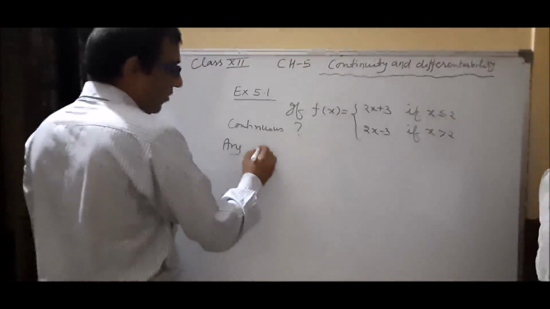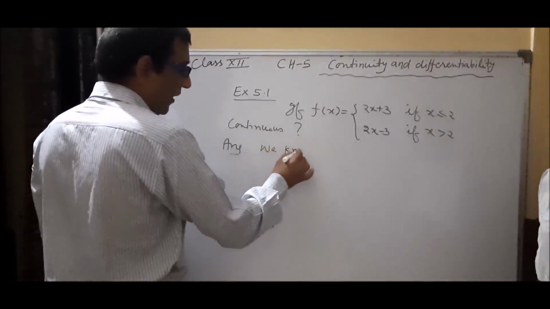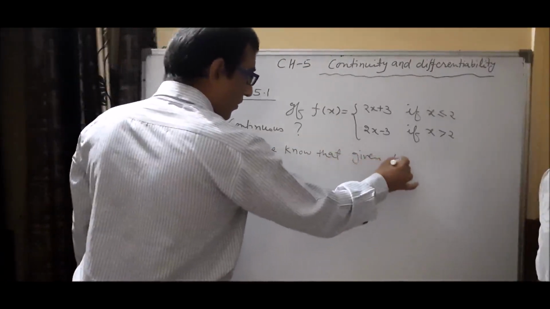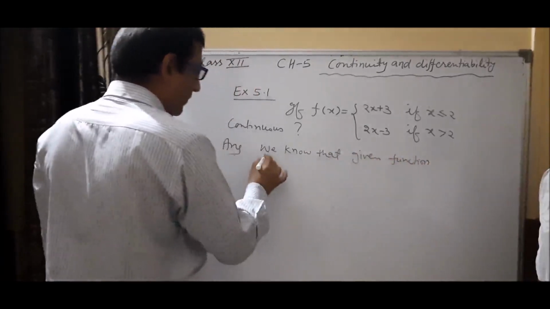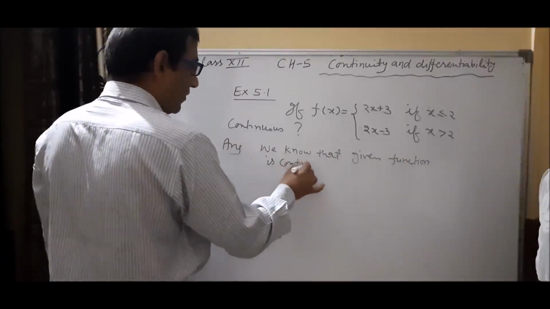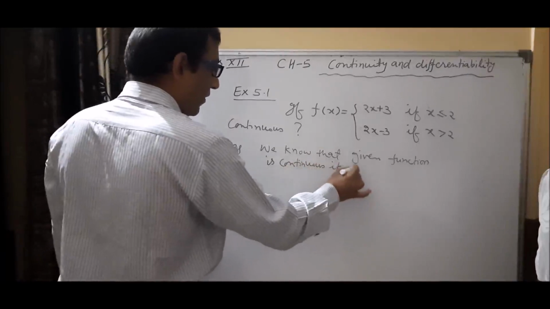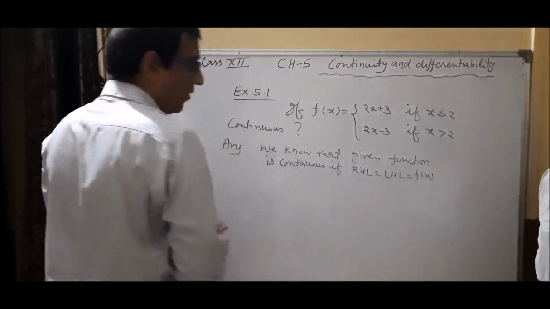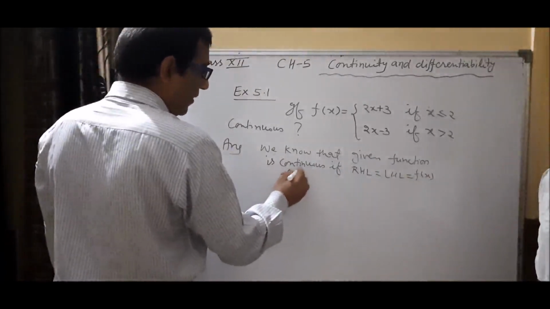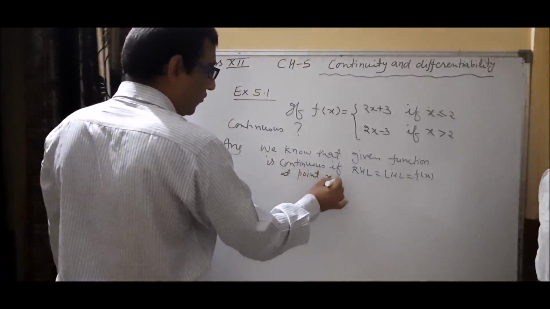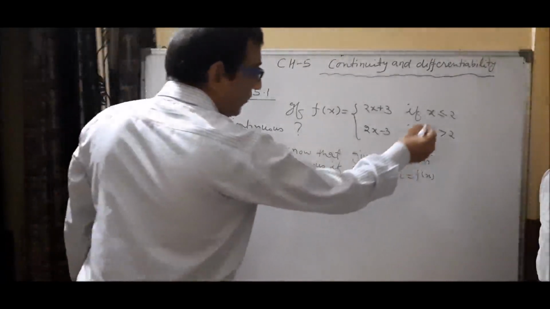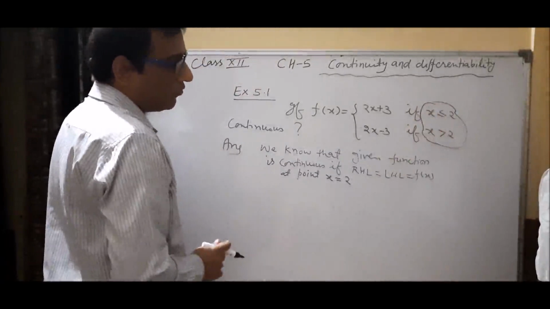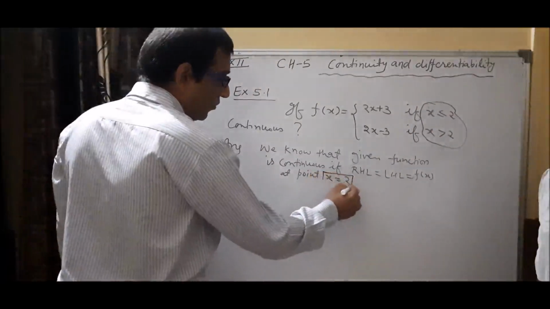So first we will go with the definition of continuous. We know that the given function is continuous if right hand limit, left hand limit and f(x) all are equal at point x equals to 2. So as you see here, x is less than equals to 2 and greater than equals to 2, so we will write here x equals to 2.